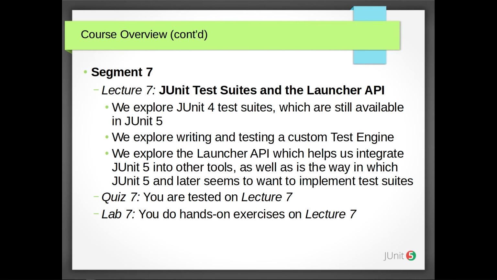Now Segment 7 includes Lecture 7, JUnit Test Suites and the Launcher API, where we explore JUnit 4 test suites, which are still available in JUnit 5. We explore writing and testing a custom test engine, and we explore the Launcher API, which helps us integrate JUnit 5 into other tools, as well as being the way in which JUnit 5 and later seems to want to implement test suites. They're not there yet, but they will be.